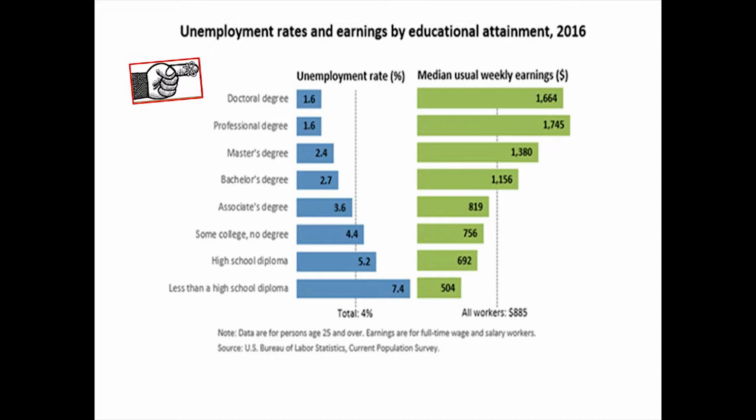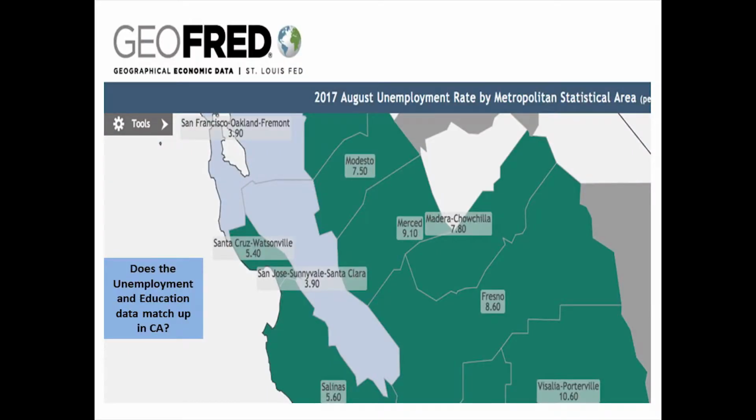Yes, I know we've been here before, but this is where we started. So remember, what we're ultimately trying to do is develop the cause and effect relationships between unemployment or employment and degree, and between education and earnings. All right, so this is another St. Louis Fed tool, GeoFRED. And what it basically allows you to do is zero in on the data. So here's unemployment in California. The problem is when I zoom in too much, it loses some of the cities, but you get the general idea. So the question for students is, does the unemployment and education match up in California?